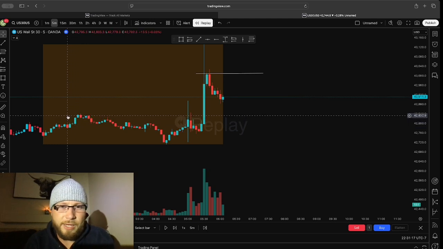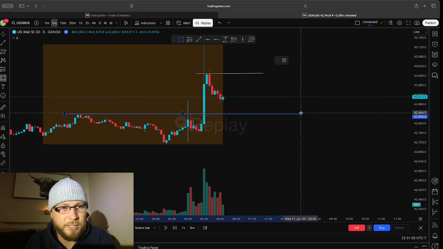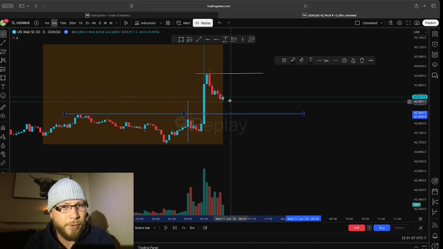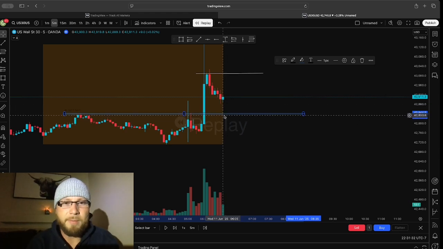So I see here, this is my level that I marked out as a support level for me. This is a key level. This is a level I'm looking to place a buy from, right? However, price is way up here, so price might not come down here. This is just my theory, my analysis.